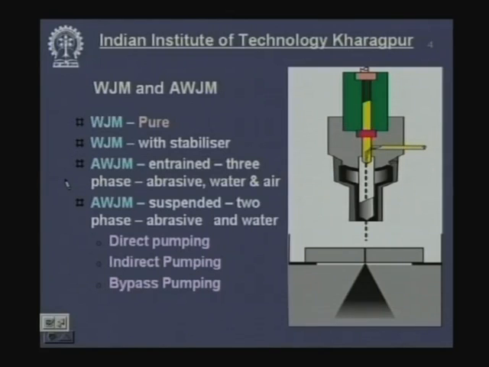Now, what is abrasive water jet or water jet machining? In both of them, we require very high pressure water. So, this is the pipe which carries the high pressure water. How high would be the pressure? The pressure of the water would be as high as 4000 bar. Now, you may ask me, how much is 4000 bar?